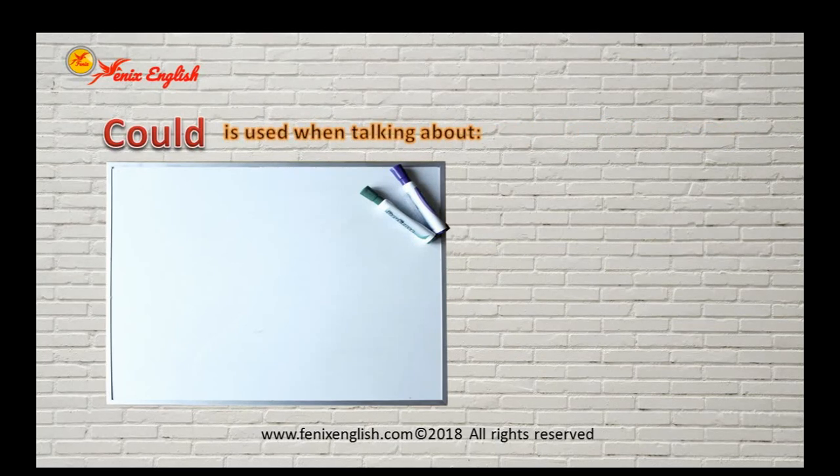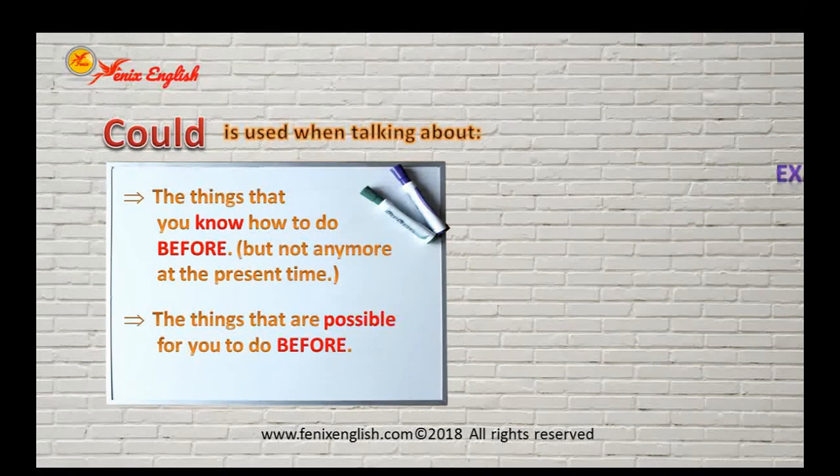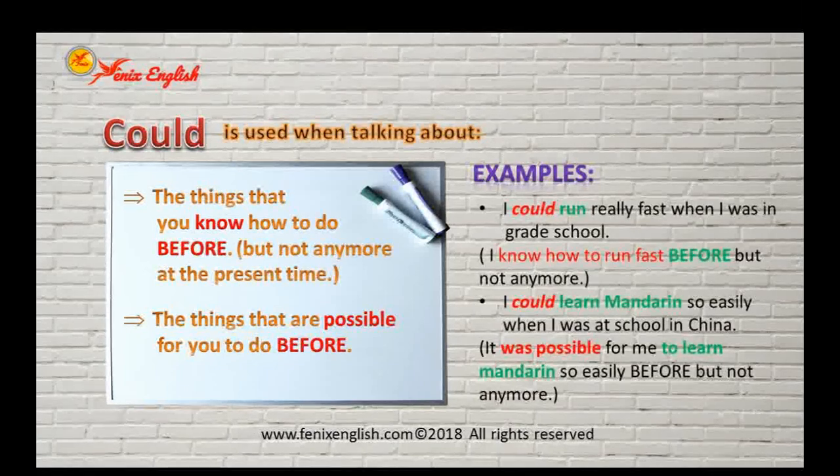Could is used when talking about the things that you knew how to do before and the things that were possible for you to do before. For example, I could run really fast when I was in grade school. The sentence means I knew how to run fast before, but not anymore at the present time. The next example is I could learn Mandarin anytime I wanted to when I was at school in China. The sentence means that it was possible for me to learn Mandarin anytime when I was at school in China, but not anymore at the present time.